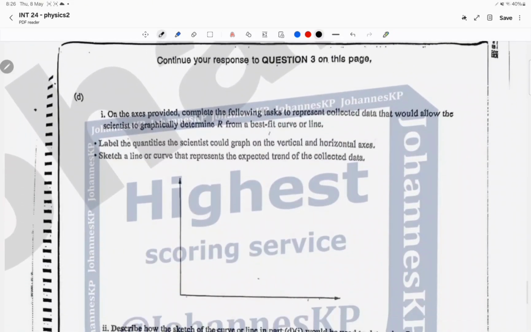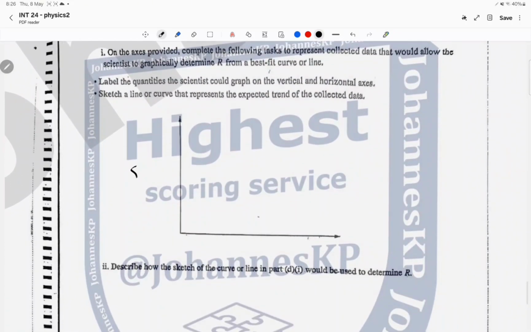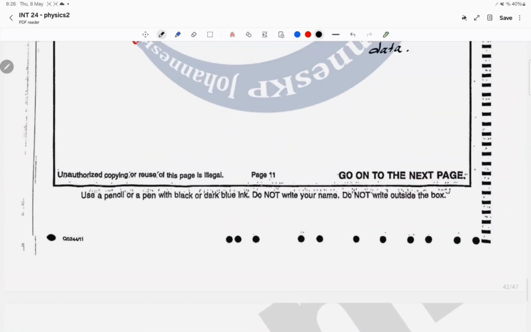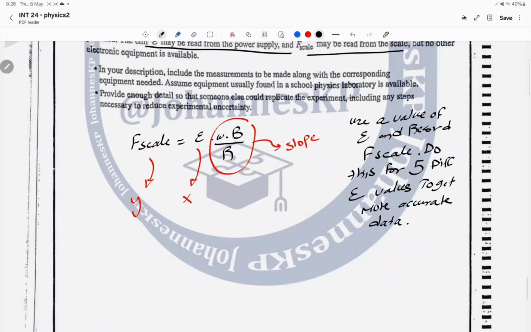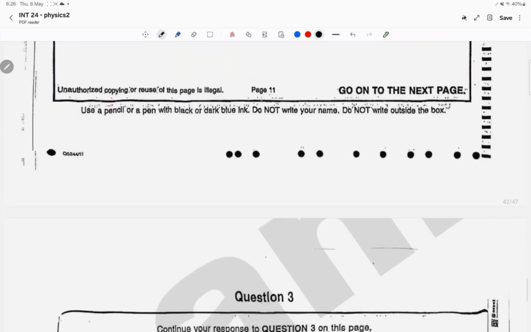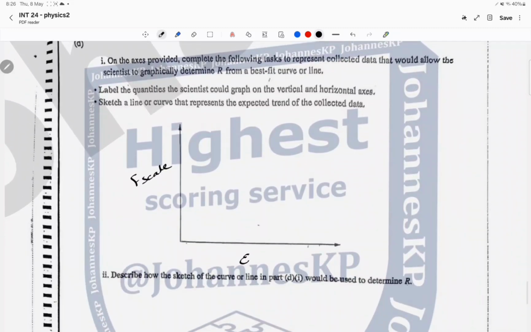Another thing, on the axis provided, complete this. Okay, so F scale, and this is going to be the EMF. Label the quantities. Sketch a line. Well, look, we're going to be expecting a straight line. And there's no y-intercept, so it has to start from 0.